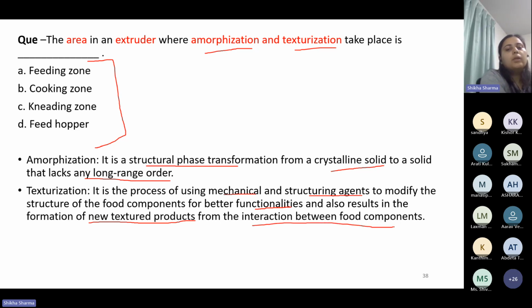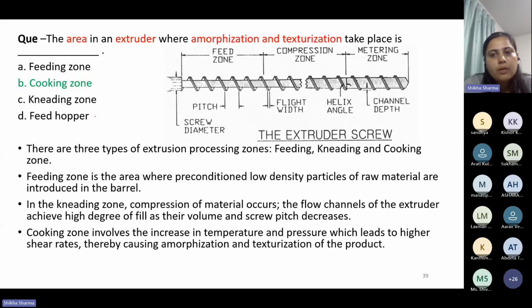So these two terms indicate that overall the product's texture or structure is changing. So in which zone does it happen? Someone is saying cooking and someone is saying kneading. We have two options, but the cooking zone is the correct one, because let's see what happens in the feeding zone.